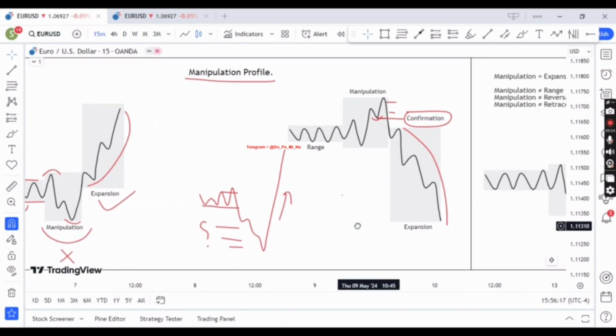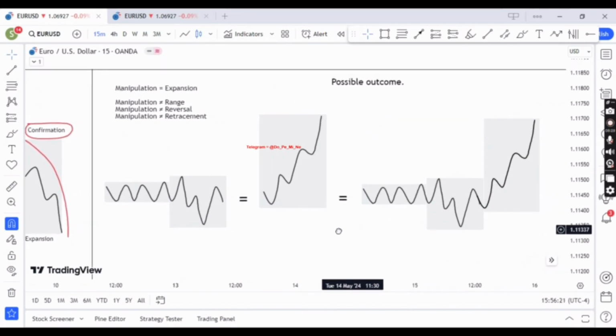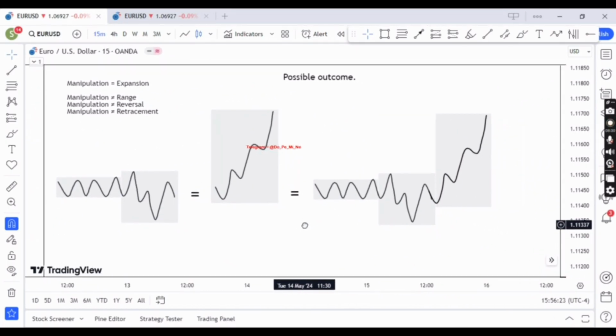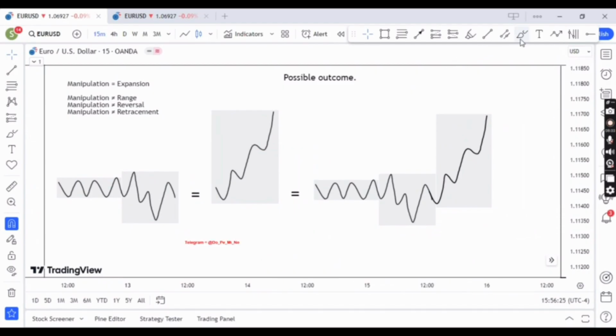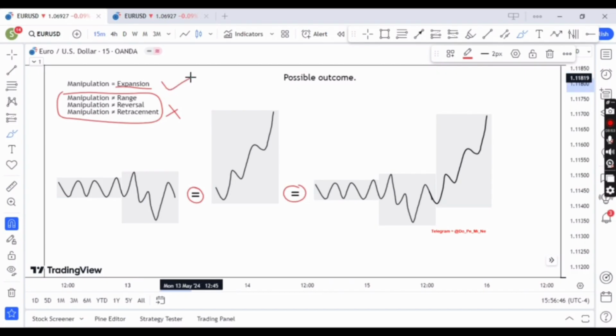Now, as I said before, each market profile can have a particular possible outcome. In the same manner, a manipulation profile also has one possible outcome, which is an expansion in the opposite direction, right? And a manipulation profile cannot enter a retracement or a ranging profile or a reversal profile. It can only have an expansion after it, right? That means we've added another filter to our understanding of the market dynamics.